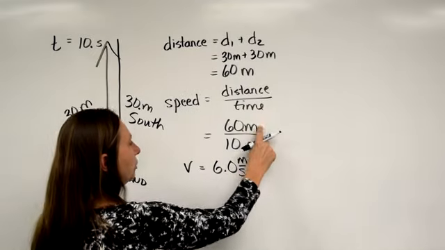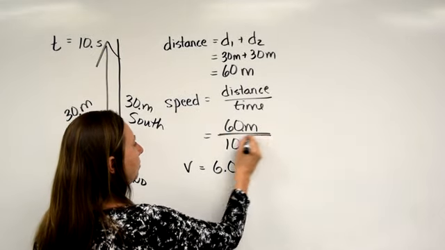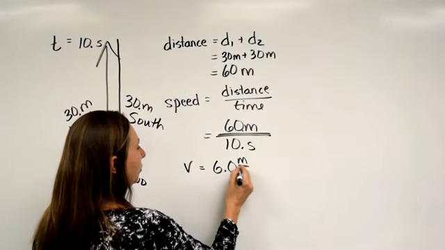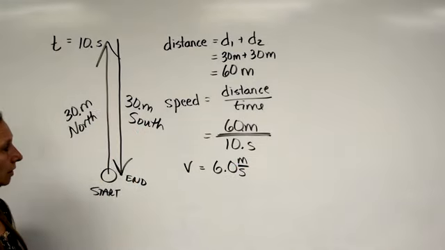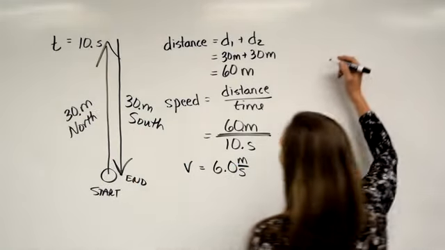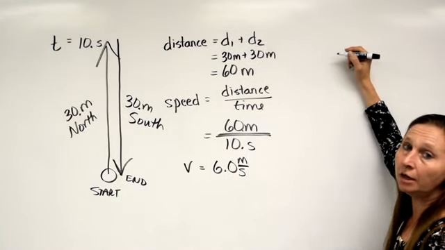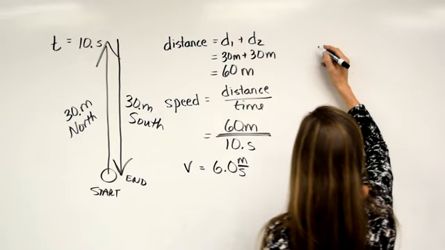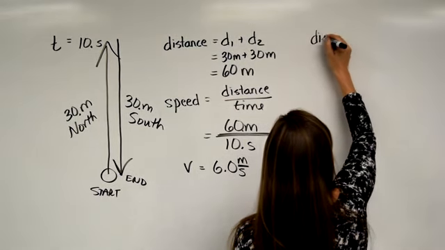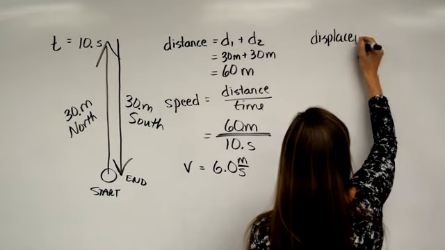The unit is meters per second. When you see a division sign, you say per. Meters per second. Now, what about the displacement? The horse's velocity, and the displacement. So we get the displacement first. The horse's displacement.